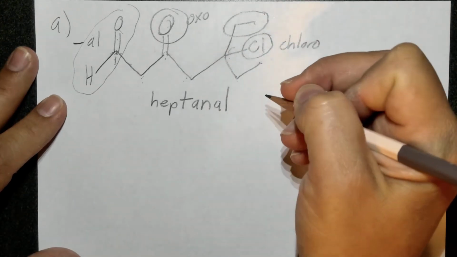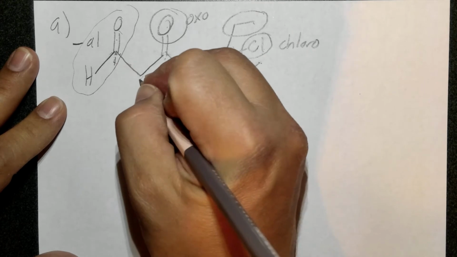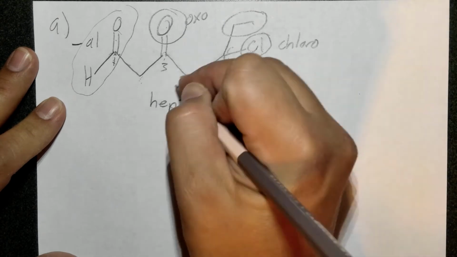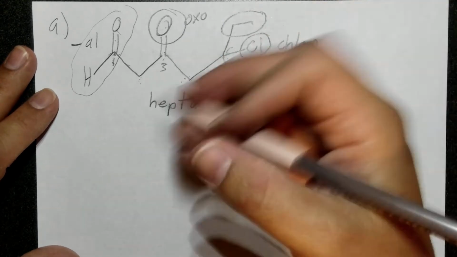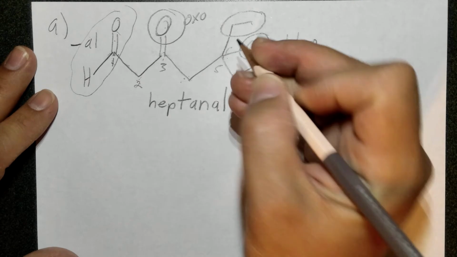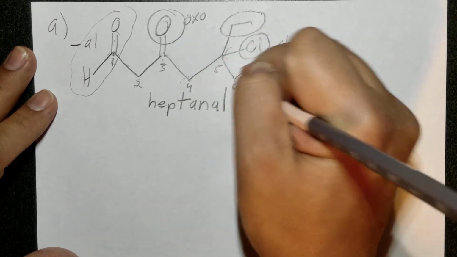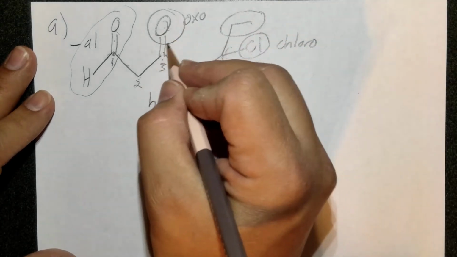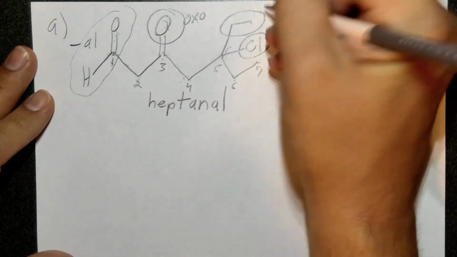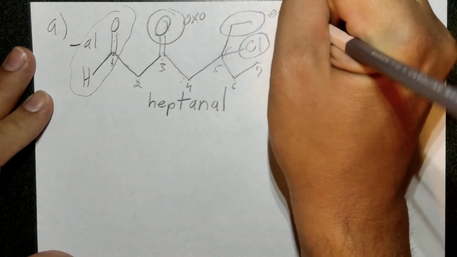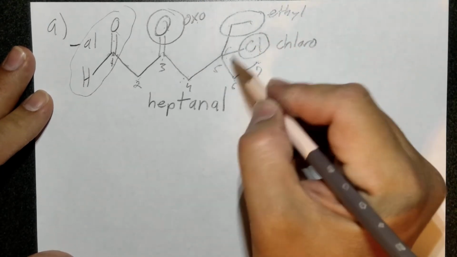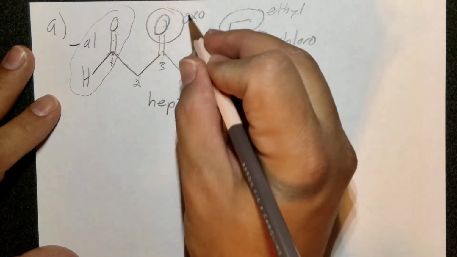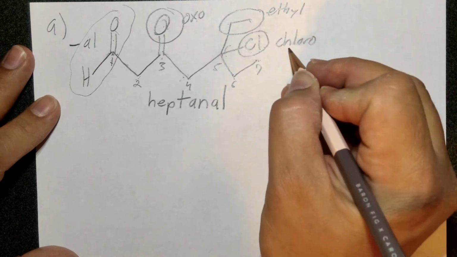So now what we're going to do is we're going to say this is 1, 2, 3, 4, 5, and then 6, 7. I'm not going to draw those numbers because they're not needed for anything, except, they are. I'll just draw them. 2, 3, 4, 5, 6, 7. So now these are the substituents that we need to number. This oxo is at the number 3 carbon. This is 2 carbons, so it's ethyl. It is located at the number 5 carbon, and this chloro is located at the number 5. So that means this is 3 oxo, this is 5 ethyl, and this is 5 chloro.